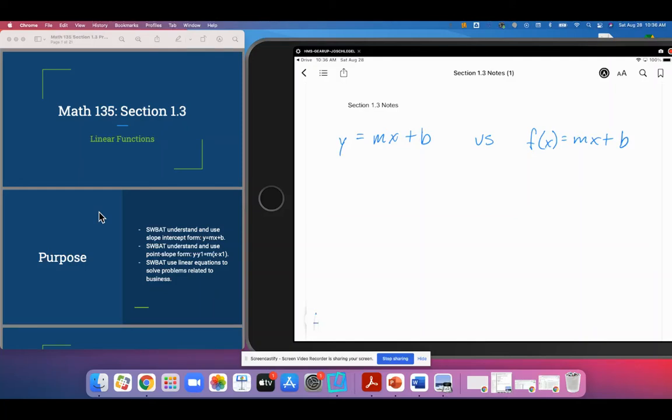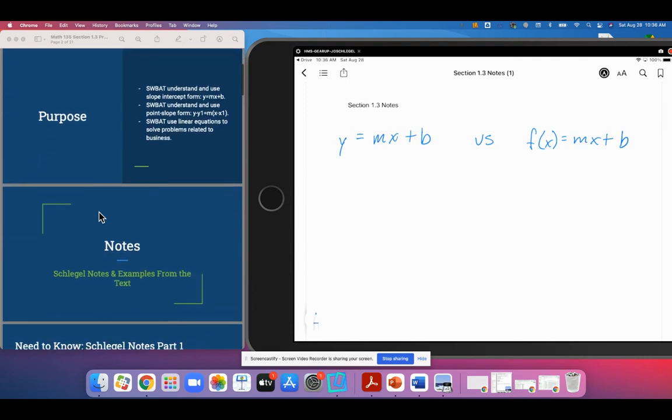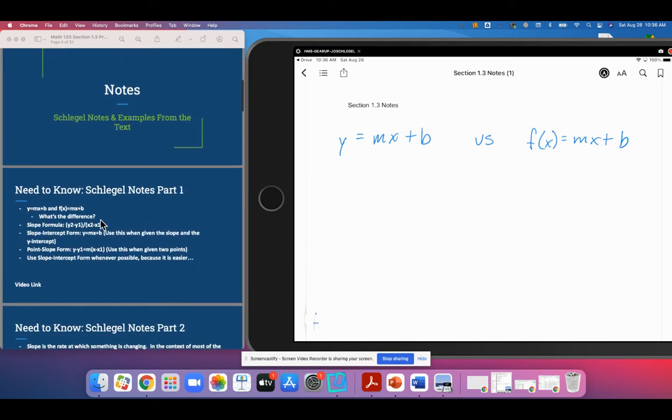Okay, welcome to Math 135, Section 1.3, and I will leave you to read the purpose on your own. We're going to get started with the notes.